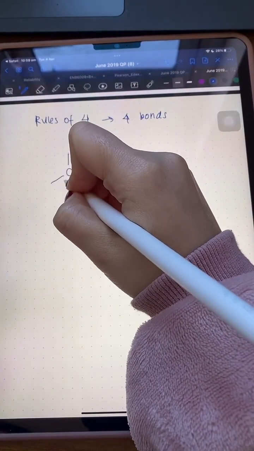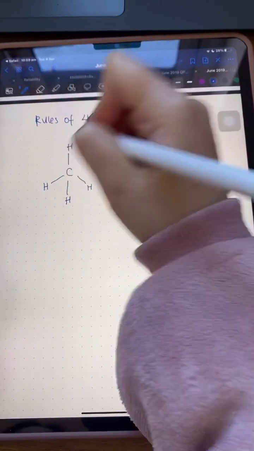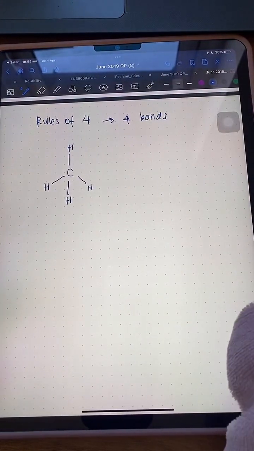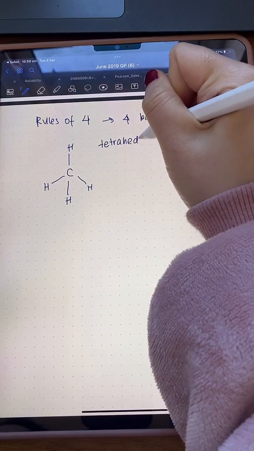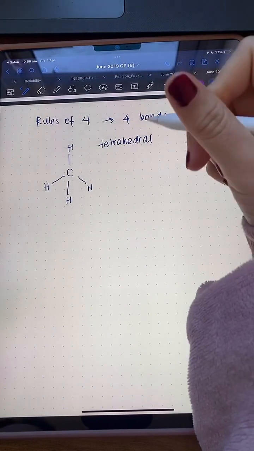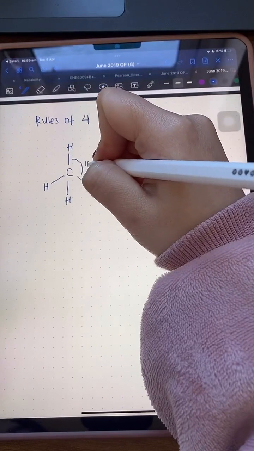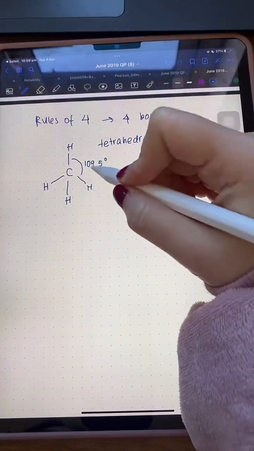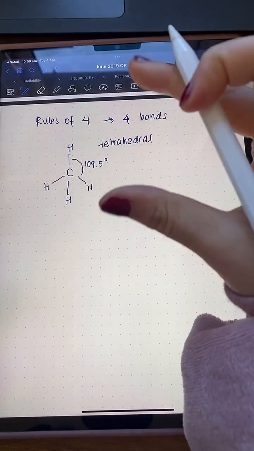I should probably do this in 3D, but just imagine that I did do it in 3D. Methane, if anyone remembers, has the shape of tetrahedral. So with tetrahedral, we have the angle of 109.5 degrees. I want you guys to base it off of this one, rules of 4 basically. Base it off 4 single bonds like this.